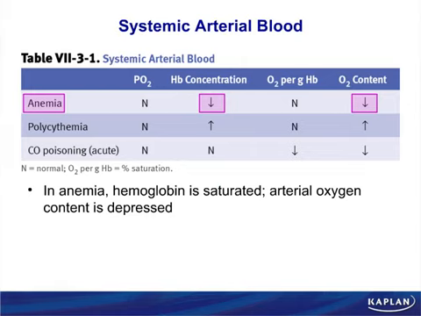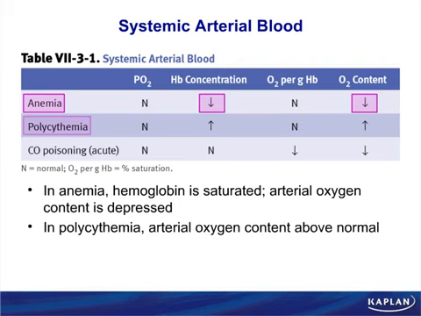All right, this is a table reiterating what we just said. If we start with anemia, we have a low oxygen content because we have a low hemoglobin concentration. The hemoglobin is saturated, so O2 sat will be fine, but the arterial oxygen content is depressed. PO2 will be normal, as we indicated. In polycythemia, arterial oxygen content goes up. And the reason it goes up is because hemoglobin concentration goes up. The O2 sat meter will be normal. PO2 will be normal. We just have more red trucks.